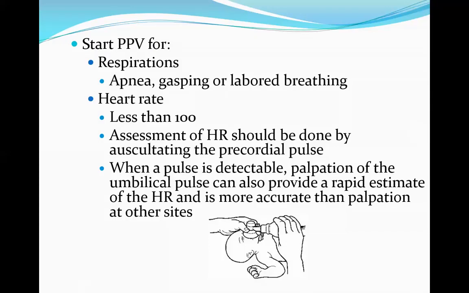You want to remember to start positive pressure ventilations for gasping respirations, labored breathing, apnea, or any heart rate less than 100. And remember that assessment of the heart rate should be done by auscultating the precordial pulse. When a pulse is detectable, palpation of the umbilical pulse can also provide a rapid estimate of the heart rate and is more accurate than palpation at other sites.